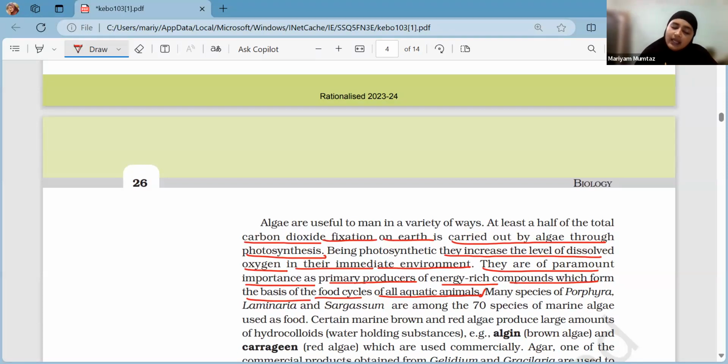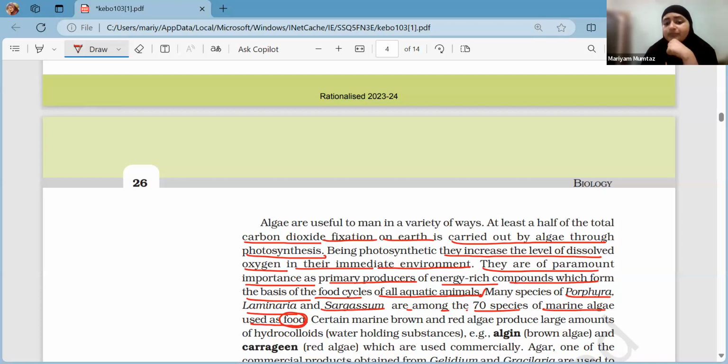Now, if any organism is photosynthetic, it will be a primary producer because it will make the glucose molecule and everything by the process of photosynthesis. Many species of Porphyra, Laminaria, Sargassum are among the 70 species of marine algae which are used as food. Algae are rich in good protein and also carbohydrates, because of which they are used as food supplements.